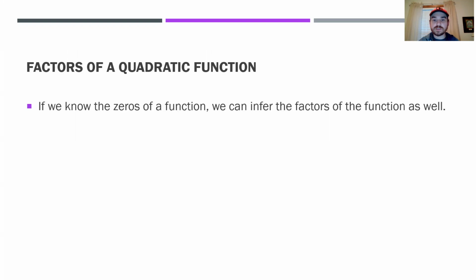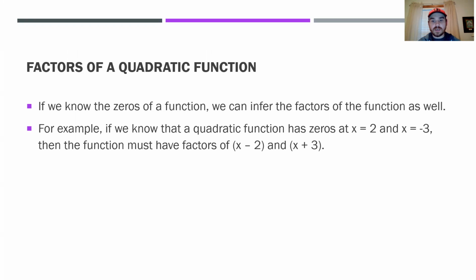Continuing on with this, if we know the zeros of a function, we can infer the factors of the function as well. So for instance, if we know that a quadratic function has zeros at x equals 2 and x equals negative 3, then the function must have factors of x minus 2 and x plus 3. The reason for this is that if this is a 0, that means that you have to be able to plug it into some factor and get 0. And the only factor you can do that with is x minus 2. So the 2 gives us this one right here, and the negative 3 gives us this one. So again, if you have a 0, it's going to be the opposite of the constant in a factor.